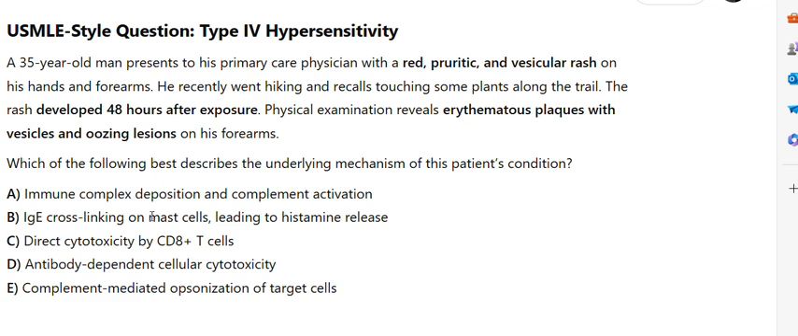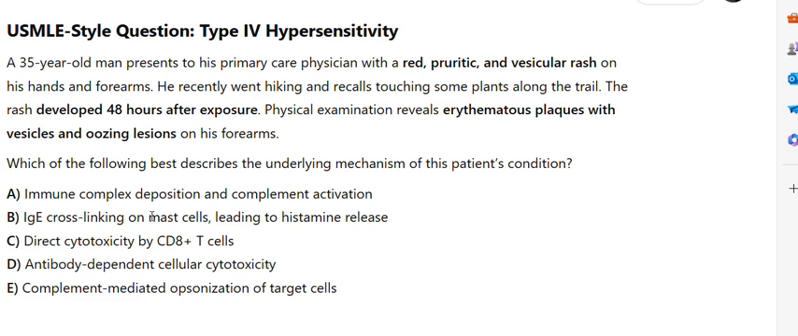Which of the following best describes the underlying mechanism of this patient's condition? A. Immune complex deposition and complement activation. B. IgE cross-linking on mast cells leading to histamine release. C. Direct cytotoxicity by CD8+ T cells. D. Antibody-dependent cellular cytotoxicity. E. Complement-mediated opsonization of target cells.